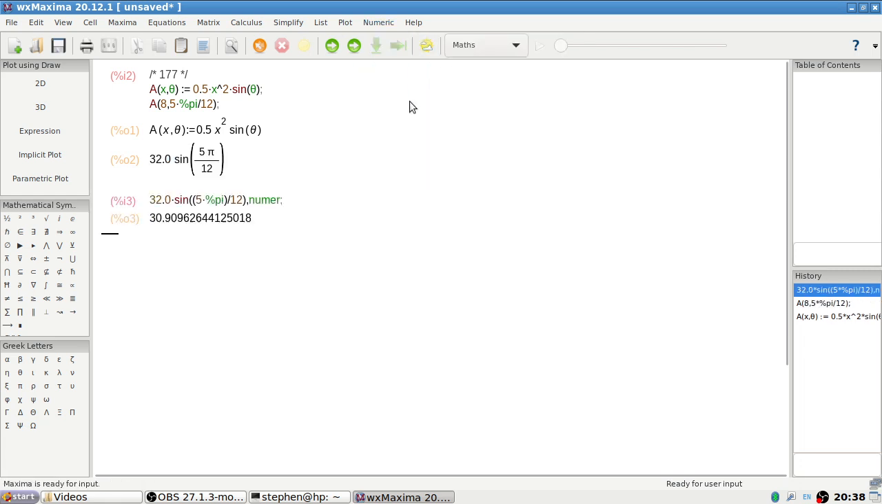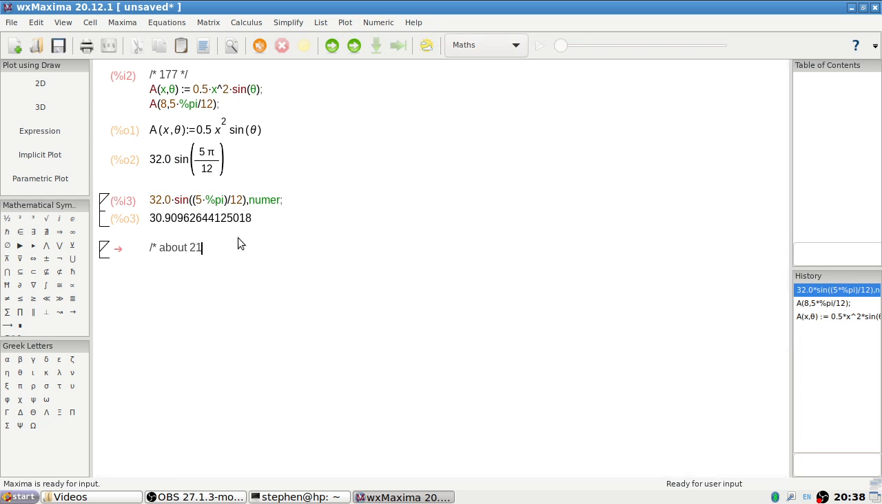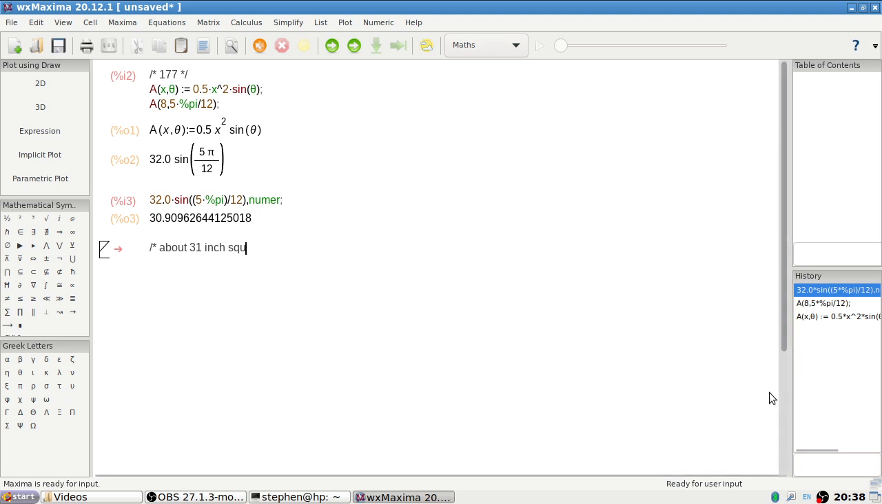So that's about 31 inches squared. I actually have the answer there since it's an odd one, 177. Okay, they do one decimal place. Okay, that's fine. Right, now 178.